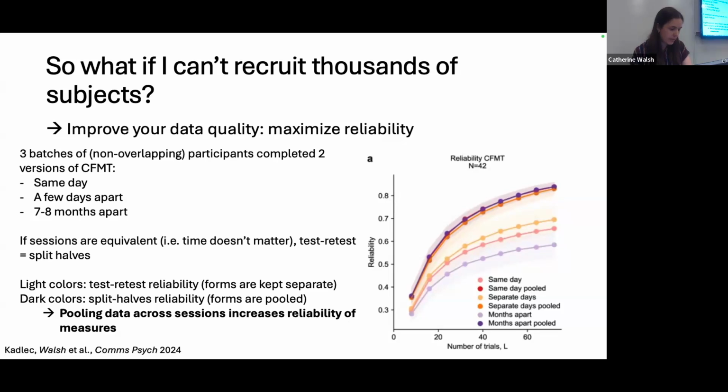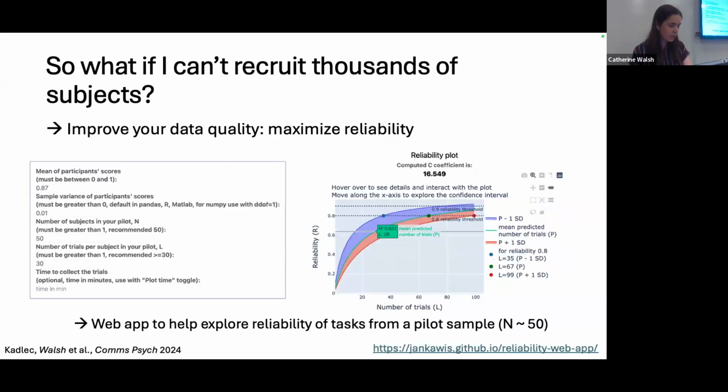And yeah, just a quick plug, we did create a web app to help explore the reliability from my pilot sample. We did some cool derivations of the math to find the relationship of the number of trials you need to have a reliable task. We made this in a nice usable web app format, so you can take some pilot data and make sure you're doing tasks that are good for individual differences work.